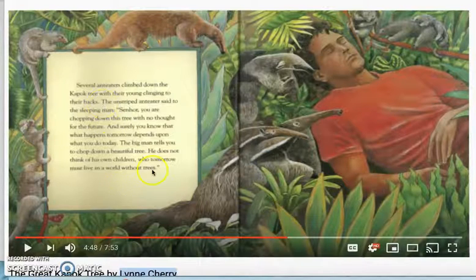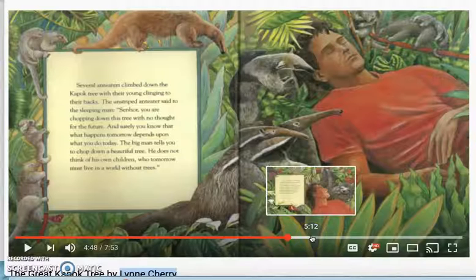More text evidence is on this page. The anteaters tell him that the big man tells you to chop down a beautiful tree. He does not think of his own children, who tomorrow must live in a world without trees. So that's also showing the importance of preserving nature, as we have to think about how it affects others in the future.